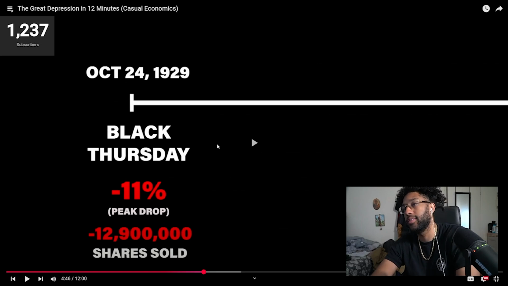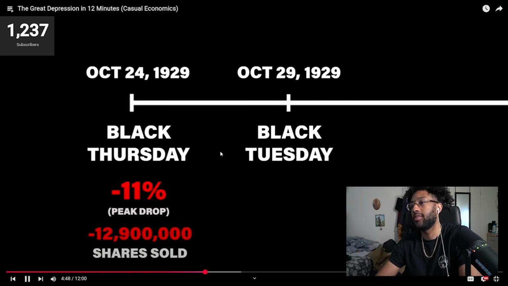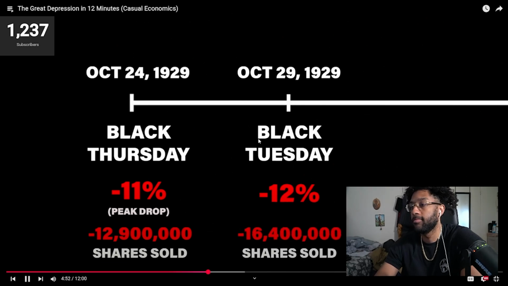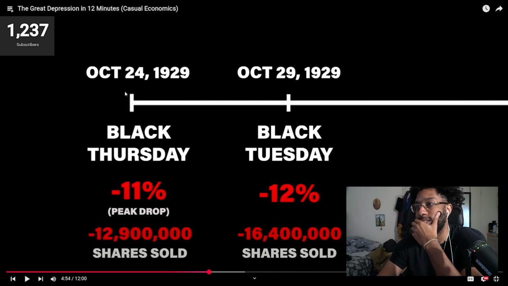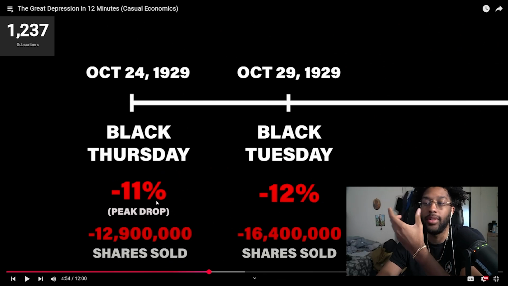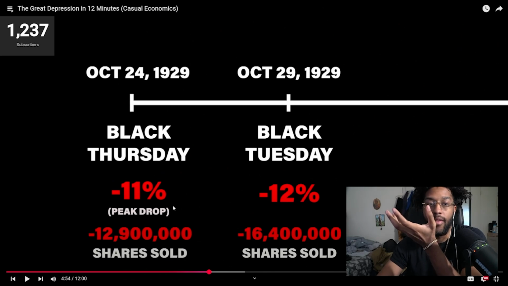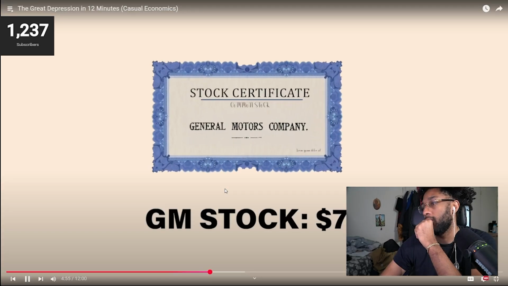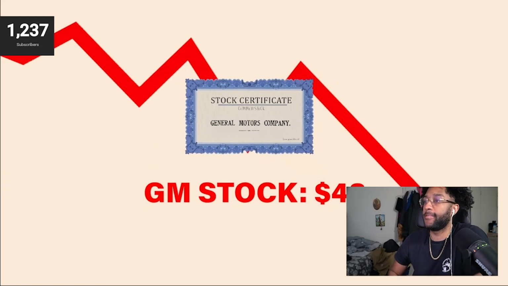The following week, there would be Black Tuesday, where the market fell 12%, with a record-breaking 16.4 million shares. Then again, it dropped, and this is when people got afraid because it probably never went back up to the way it was. Eventually, in the span of 2 weeks, stocks had lost about a third of their value.